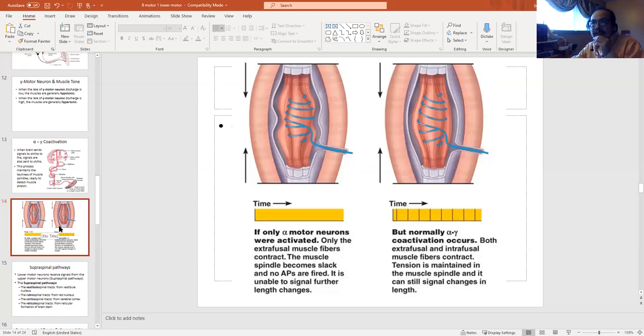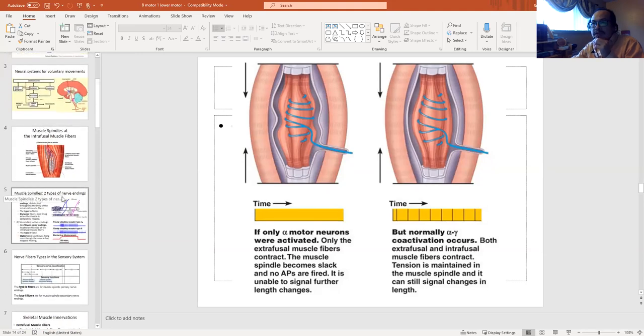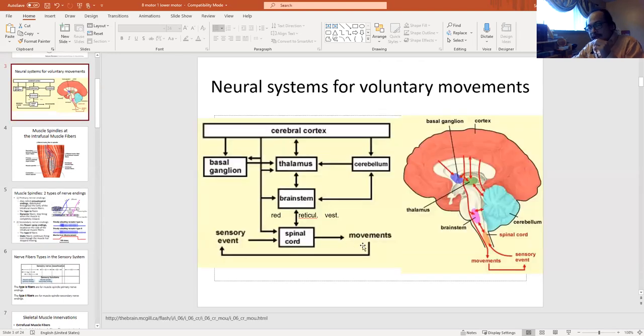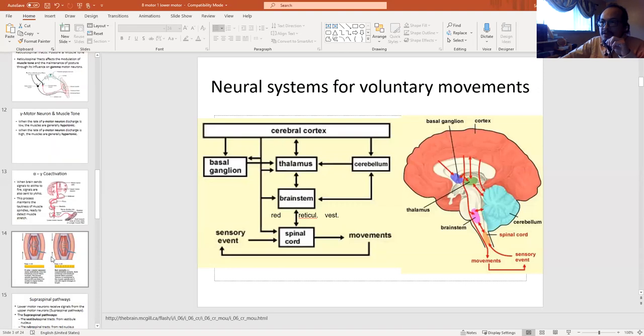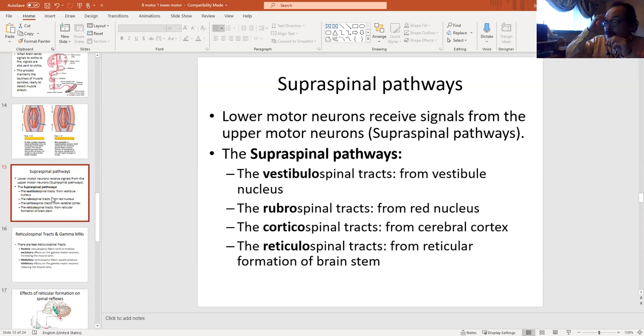So from here we have the idea that even though these lower motor neurons directly excite the muscle and control the movement, they are heavily influenced by the upper motor neuron. There are four major pathways from the upper motor neuron, including the vestibular, reticular, rubral spinal tracts, as well as the cortical spinal tract. So we will summarize them down here. These upper motor neuron influences on the lower motor neuron are called the supraspinal pathway. There are four supraspinal pathways.